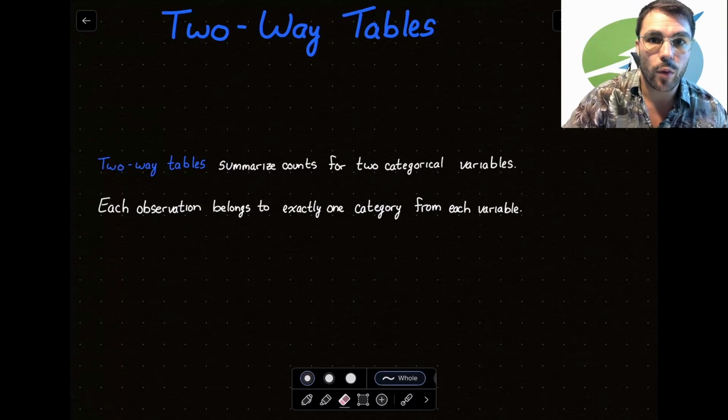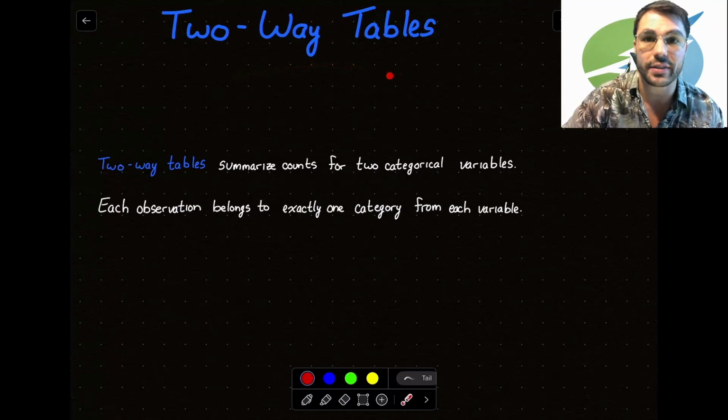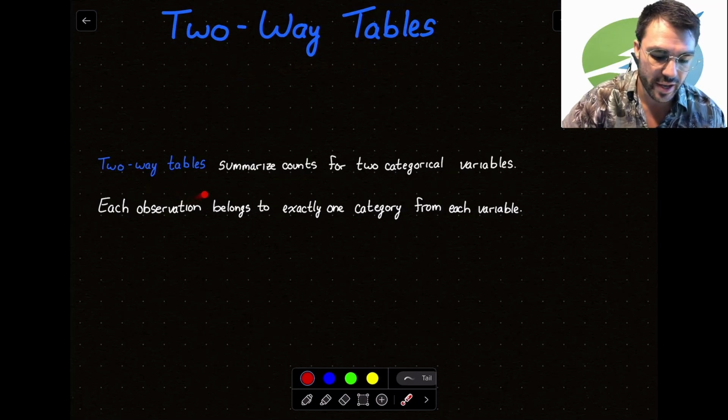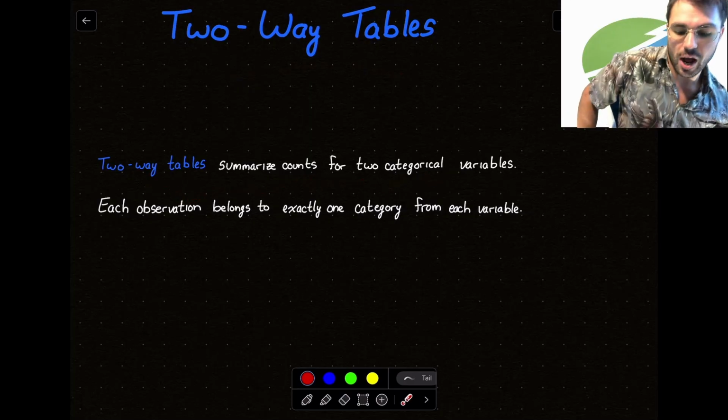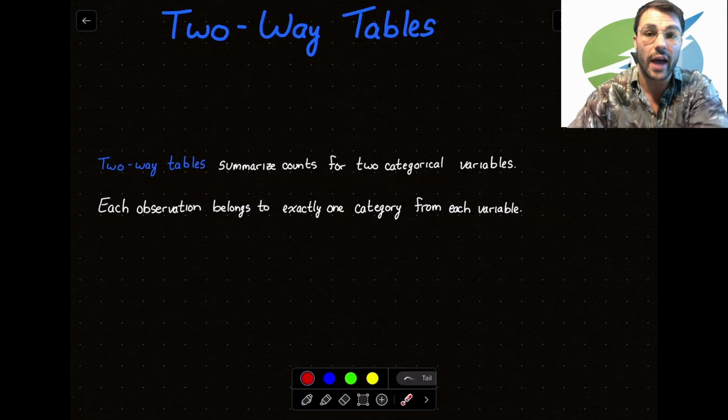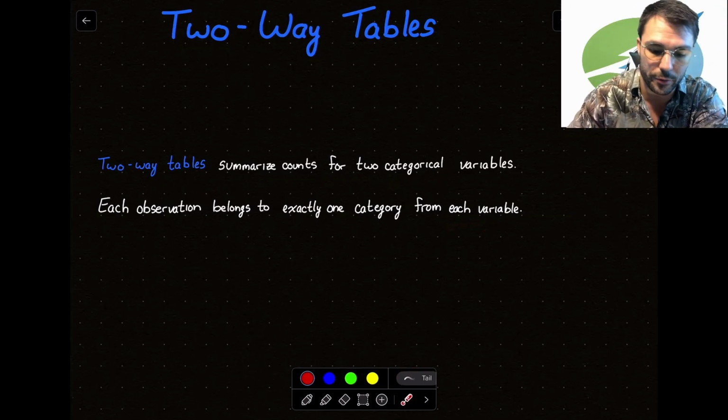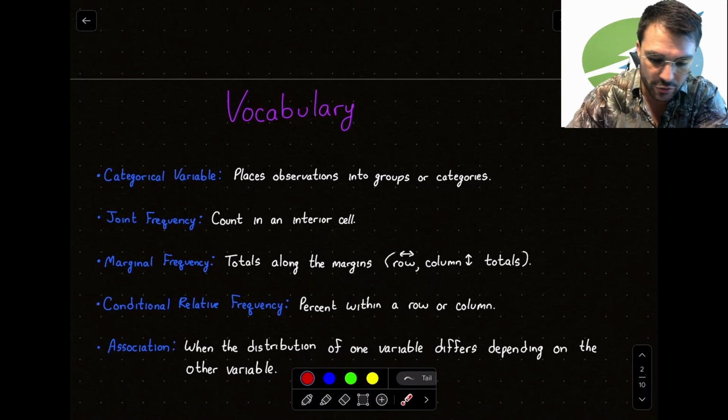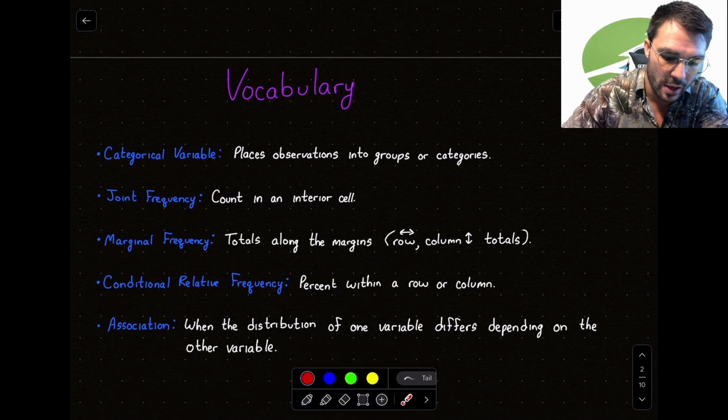Hello and welcome back. In this video, we will be discussing two-way tables. Two-way tables summarize counts for two categorical variables. Each observation belongs to exactly one category from each variable. Okay, let's review some vocabulary.